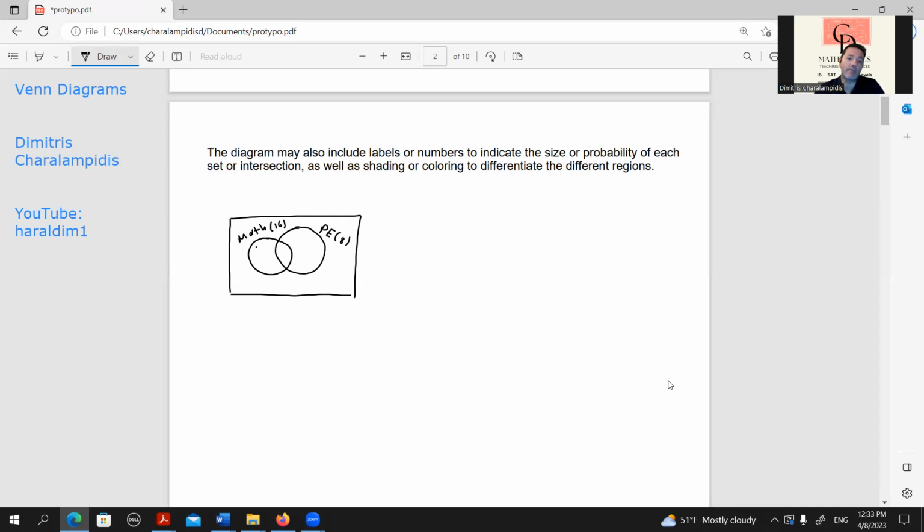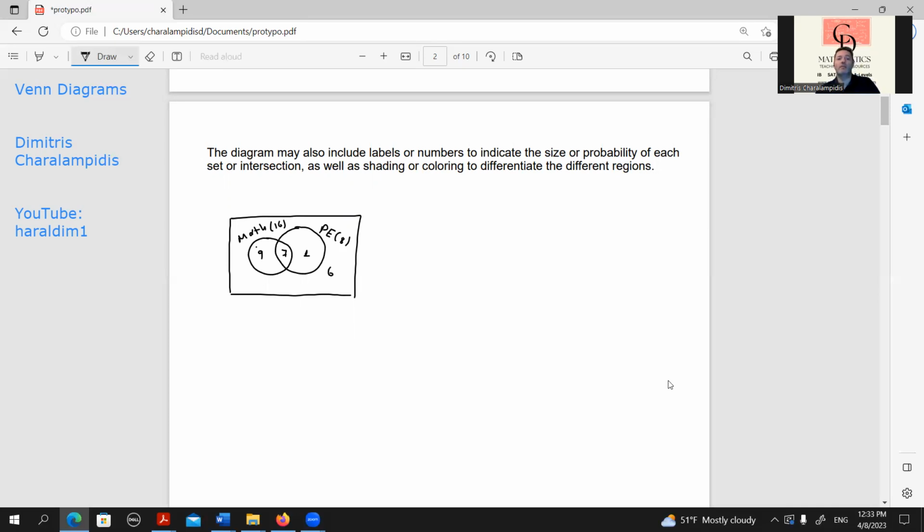Or we could easily have it split like this, for example, 9, 7, and 1, which would also indicate that there are just 9 persons who are just doing math, 7 who are doing both math and PE, 1 who's just doing PE, and 6 who don't do any of these two subjects, and so on.